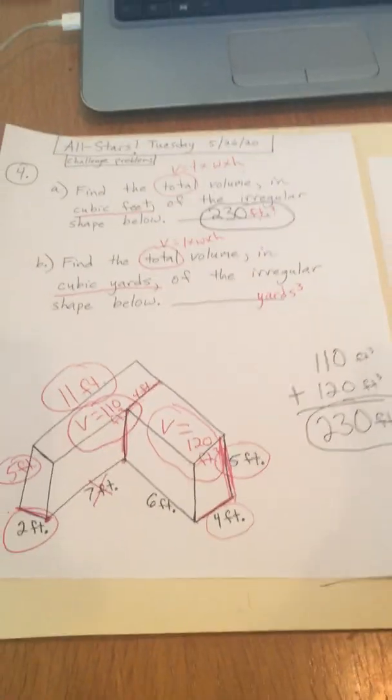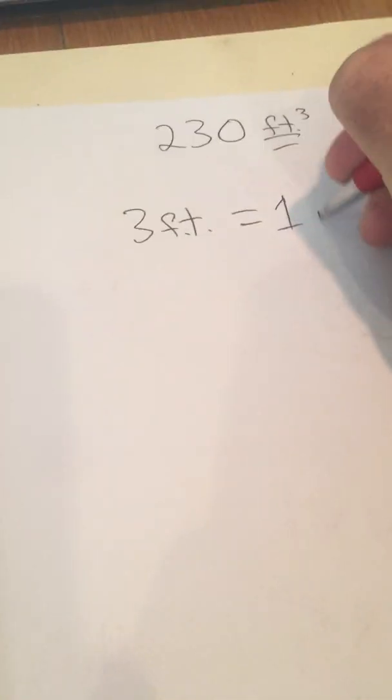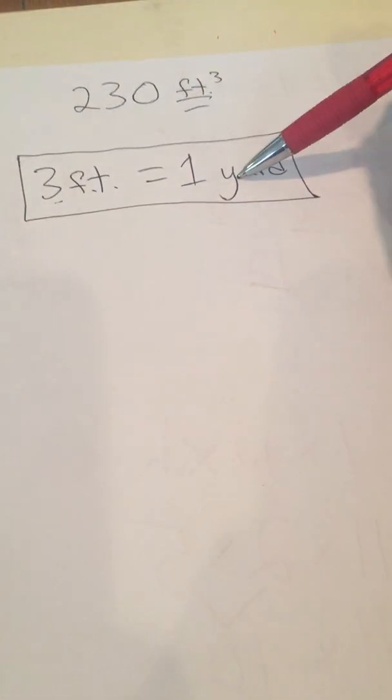Now we're going to find the total volume for part B in cubic yards of the irregular shape below. So we have that the answer is 230 cubic feet. Now we need to find out how many yards that is. So we need to use some conversions here. Okay, so 3 feet equals 1 yard. You need to know that. That's not something they're going to give you on your reference sheet. You need to know that there are 3 feet in 1 yard.